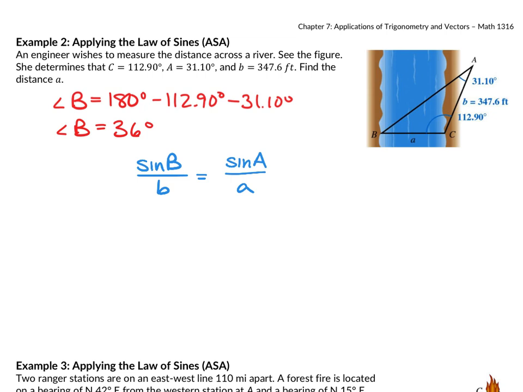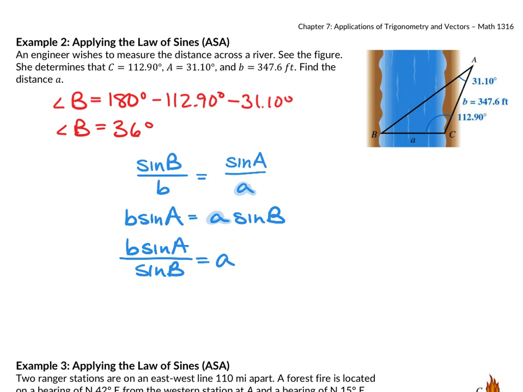So if we derive, remember we are looking for little a, that distance across the river. We would cross multiply. These steps are really going to start looking familiar to you. And then we would solve for little a. So that means we are dividing by sine of B on both sides. Oh, I wrote the wrong letter. Yeah, we're dividing by sine of B.